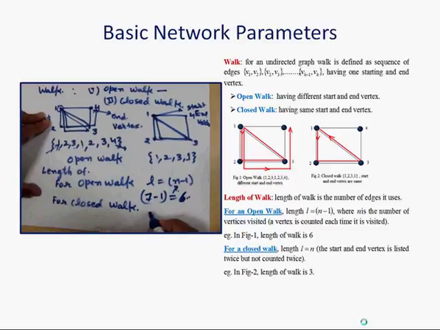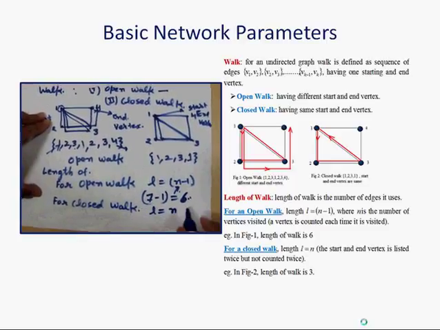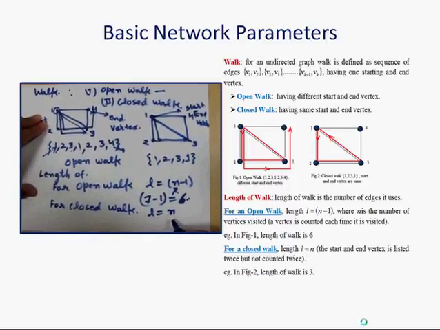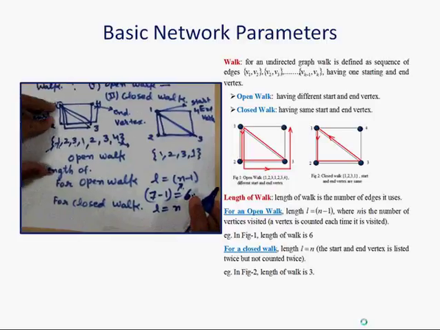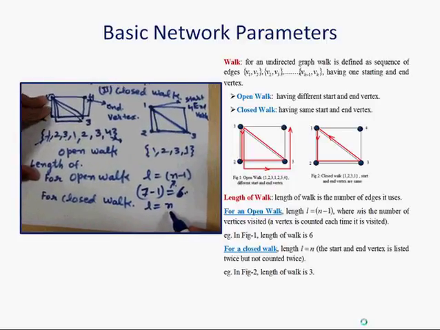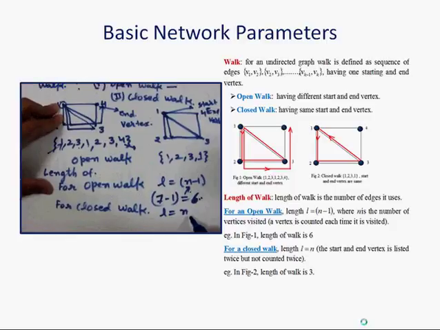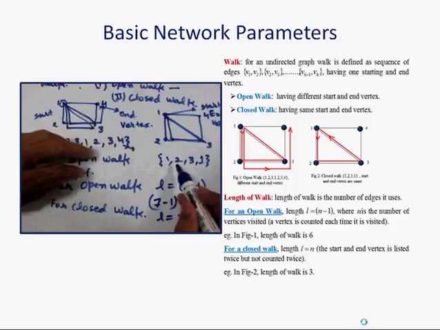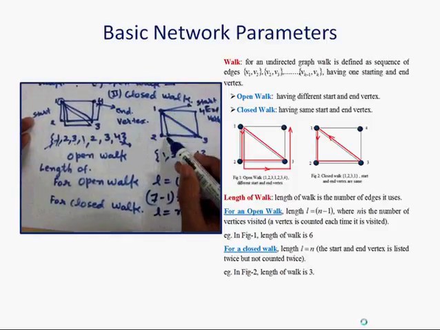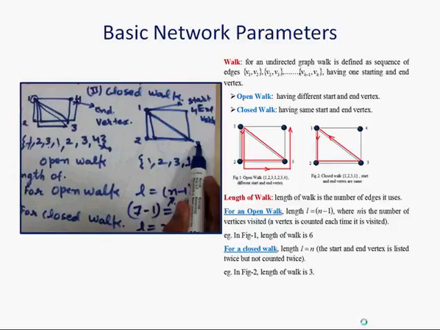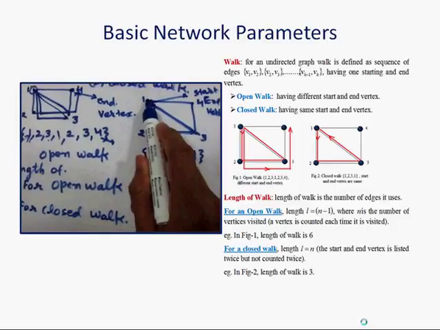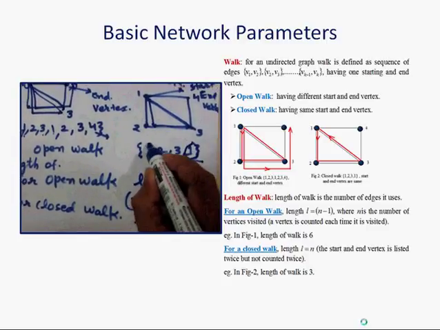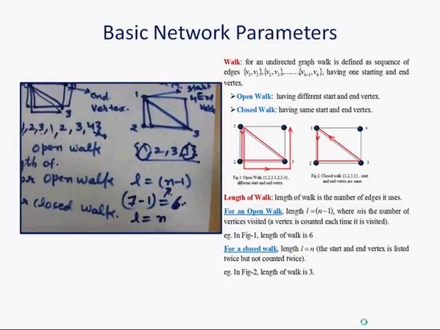Now for a closed walk, length equals n, where n is the number of nodes visited. In this case, the start and end vertex is listed twice but not counted twice. For example, in this walk we started with 1, then 2, and then go to 3, and then return to 1. This is the walk, but we will not count 1 two times. So the length of the walk will be 3.